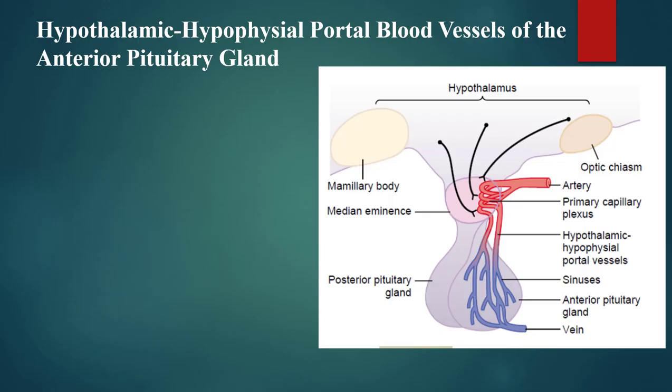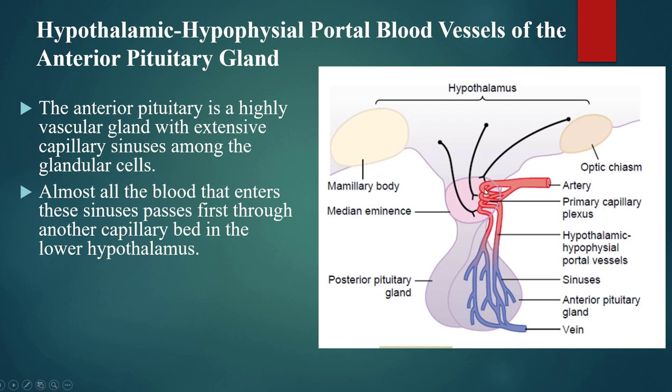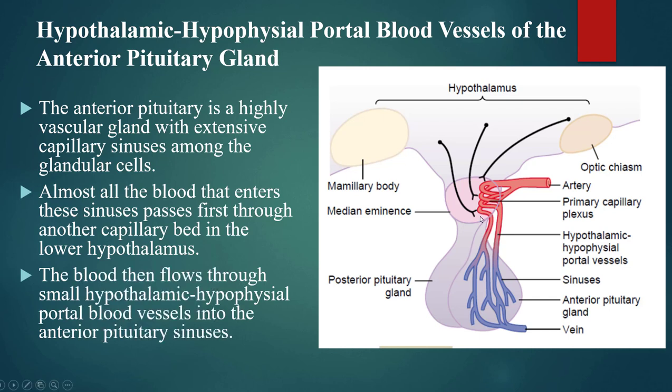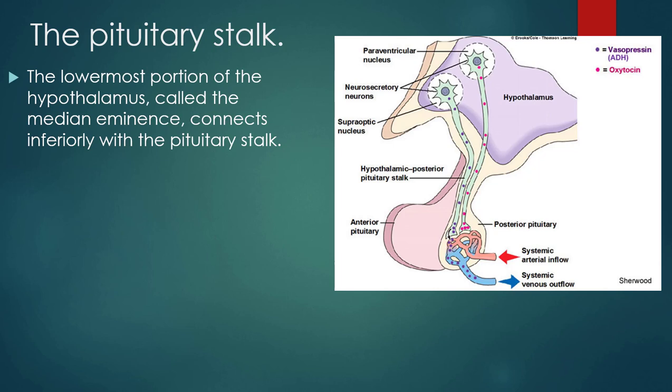Hypothalamic hypophysial portal blood vessels of the anterior pituitary gland. The anterior pituitary is a highly vascular gland with extensive capillary sinuses among the glandular cells. Almost all blood that enters these sinuses passes first through the capillary bed in the lower hypothalamus. This is the artery. When it enters, it makes a bed of capillaries in the lower part of the hypothalamus. The blood then flows through small hypothalamic hypophysial portal blood vessels into the anterior pituitary. This is the hypothalamic hypophysial stalk, and these are the vessels which pass through the stalk and enter the anterior pituitary.